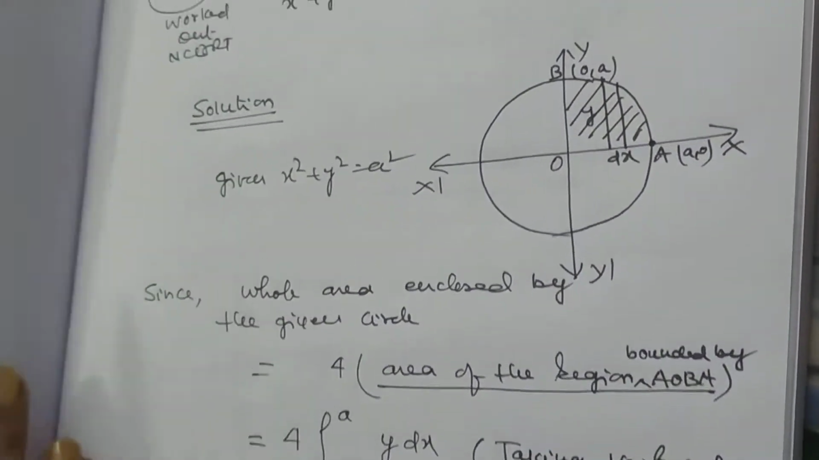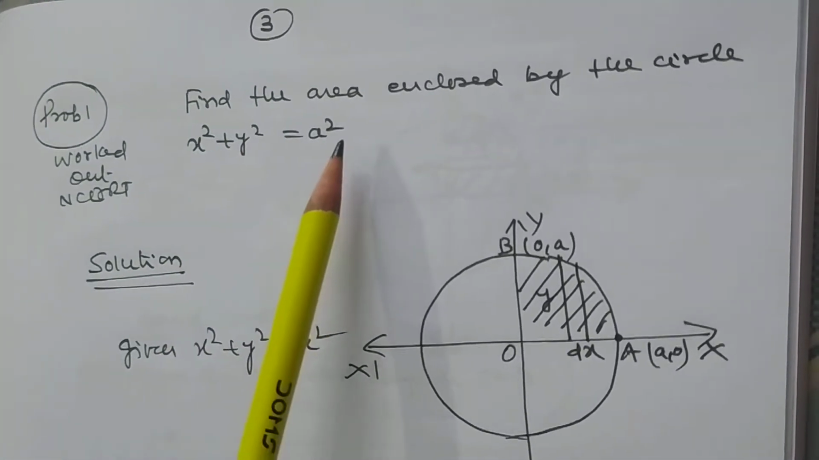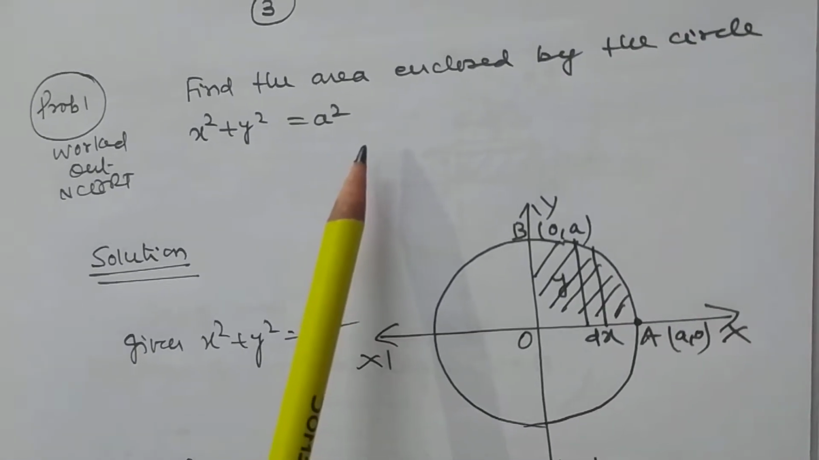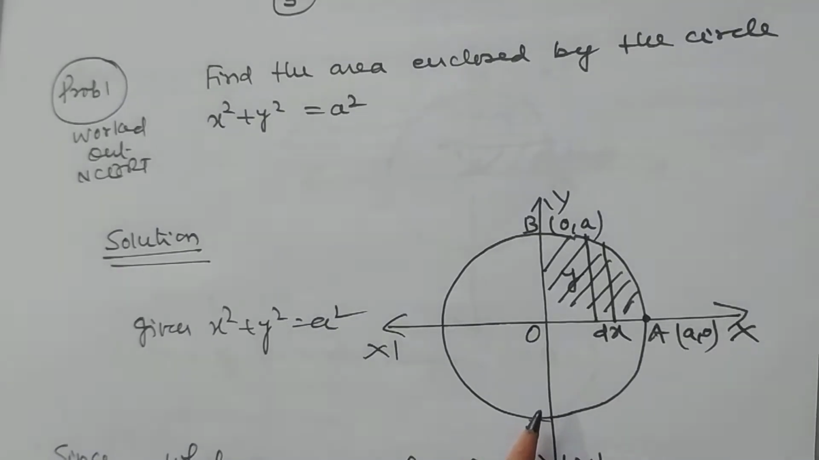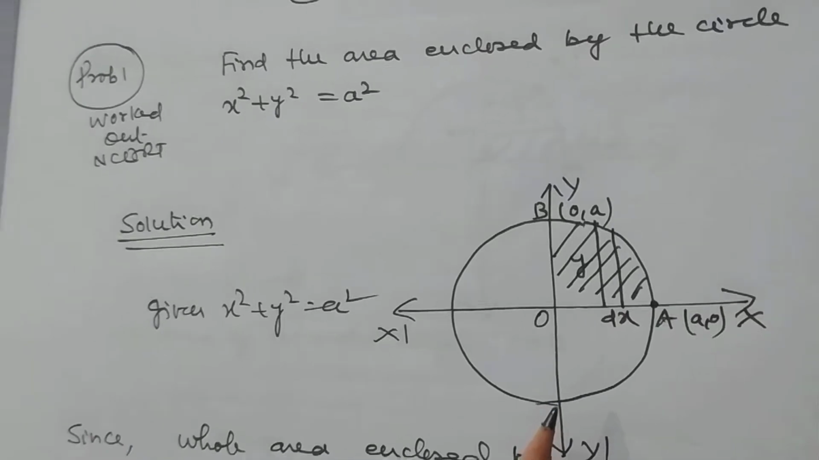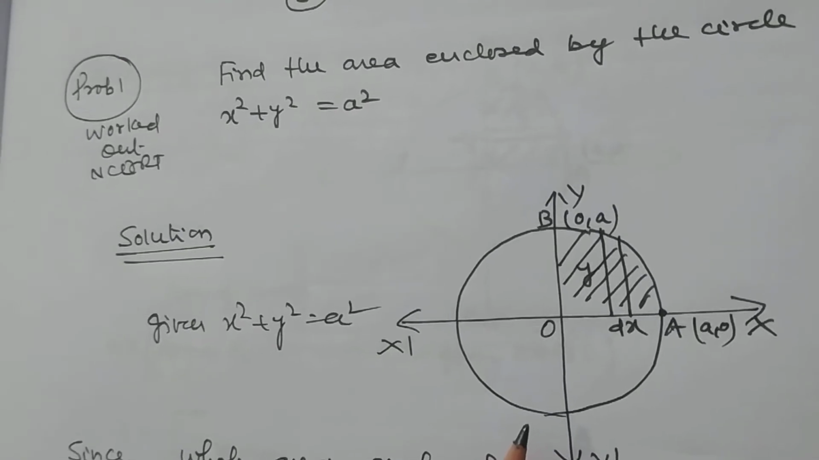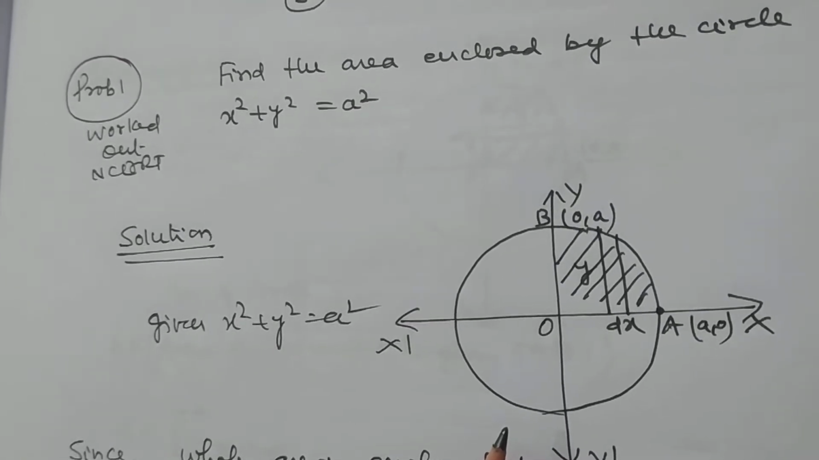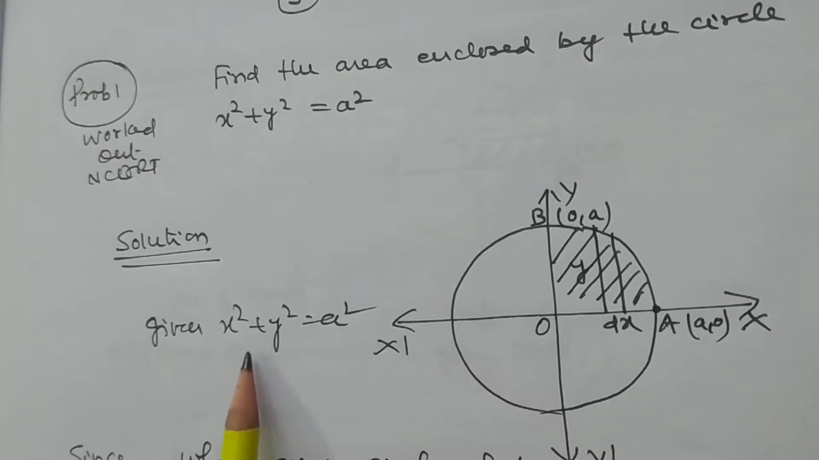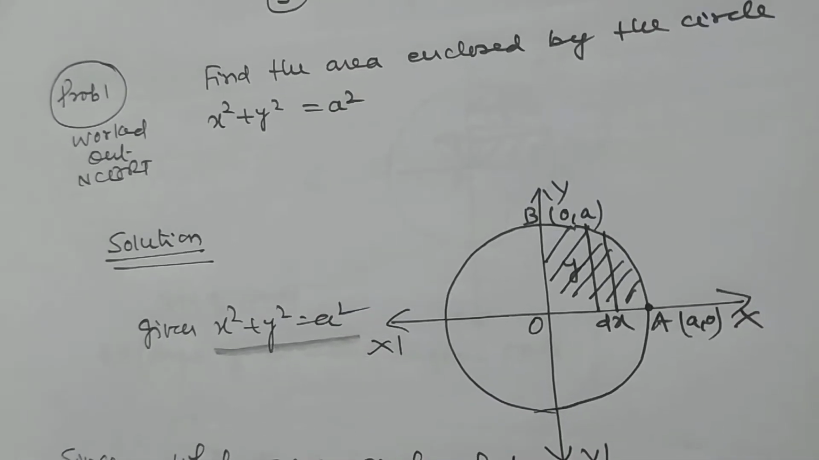Now I want to solve some standard problems by using integration. Before starting to determine the area of a simple bounded curve, you must remember the formula of this integration, root over a square minus x square dx. Suppose you have to find the area of this circle, and the standard form of the equation of a circle is x square plus y square is equal to a square.